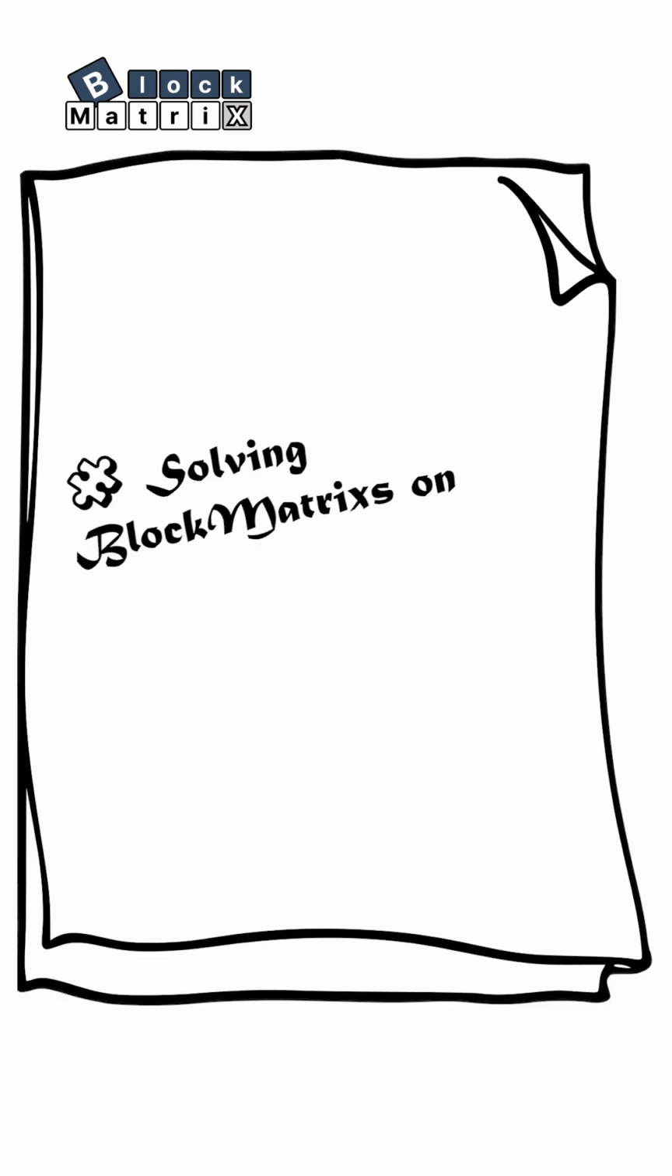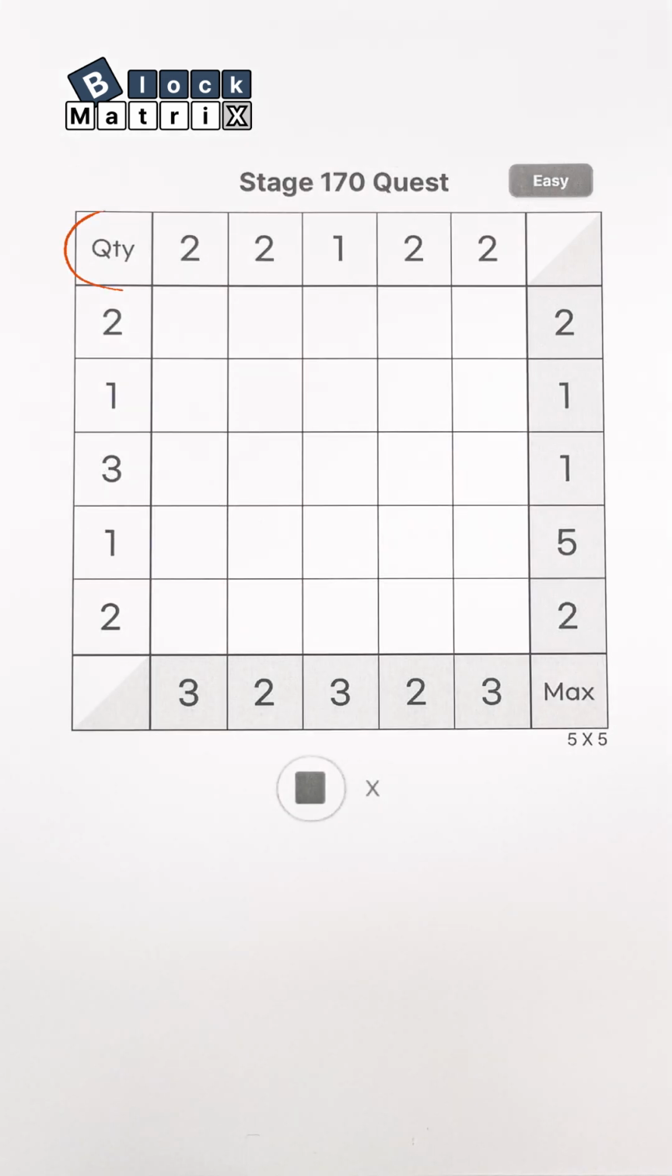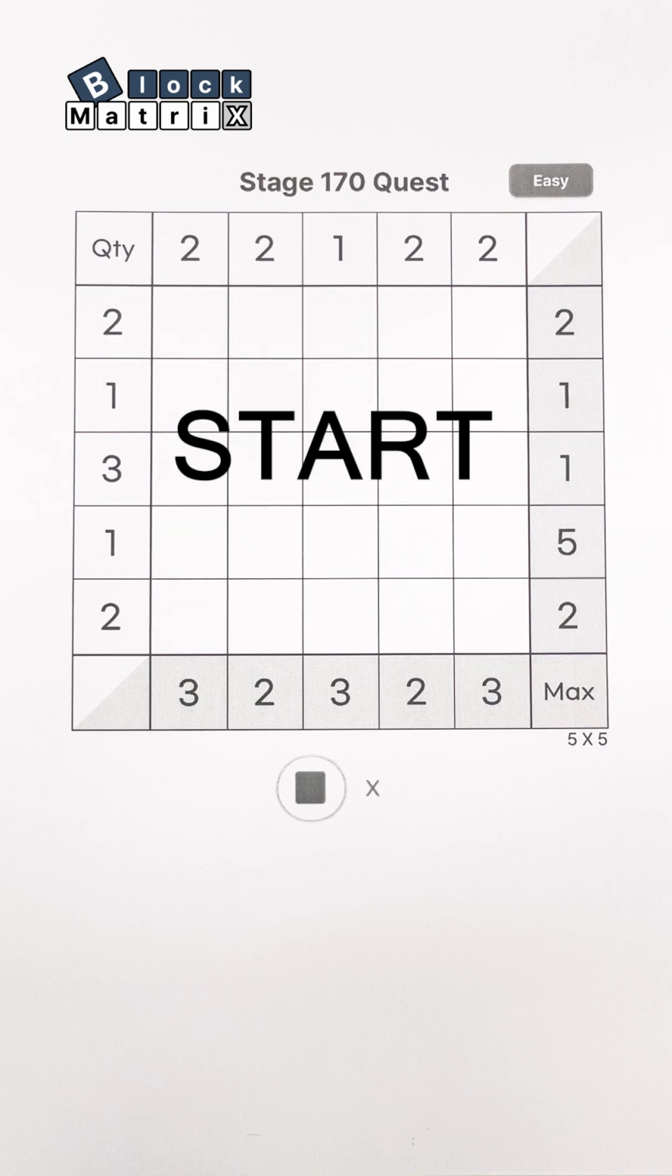Solving BlockMatrix on paper. Let's solve stage 170 together. Quantity refers to the number of blocks, and max represents the size of the largest block cluster. All right, let's begin.